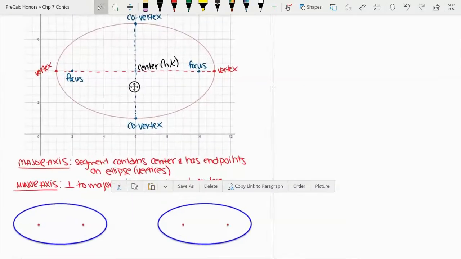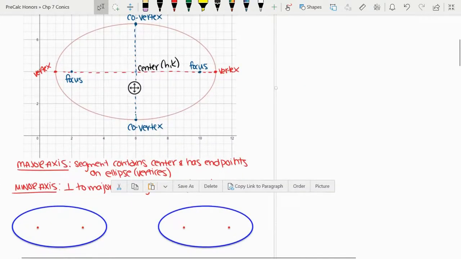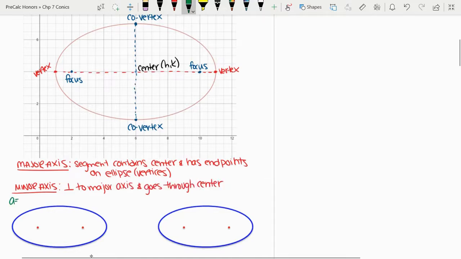Adjust my screen a little bit here. And I'll also write what these distances are down here. So a is going to be half of the major axis, or the distance from the center to the vertex. From that, you could probably guess what b is. b is going to be half of the minor axis, or the distance from the center to a covertex. And c is the distance from the center to a focus.